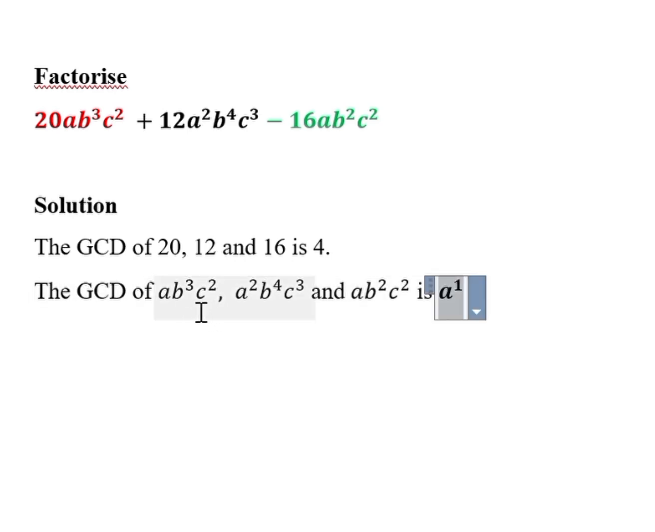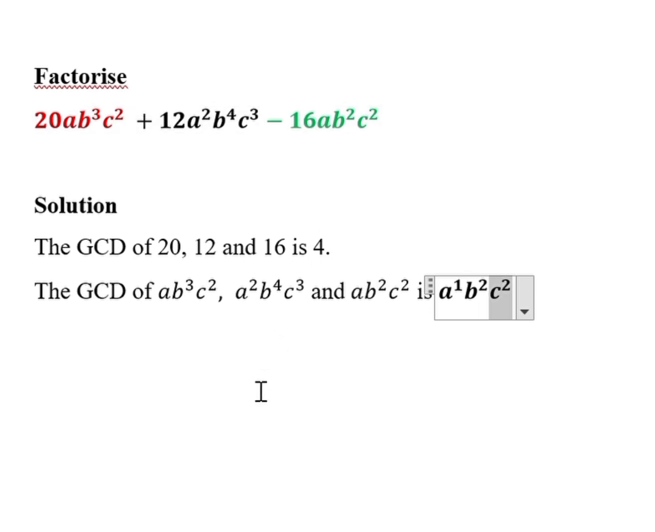In terms of B, we have B cubed, B raised to power 4, and B squared. The B with the least power is B squared. So we take it. And then we have C squared, C cubed, C squared. The C with the least power is C squared. We take it. So this is the greatest common divisor for these unknowns that we have here for each of the terms.